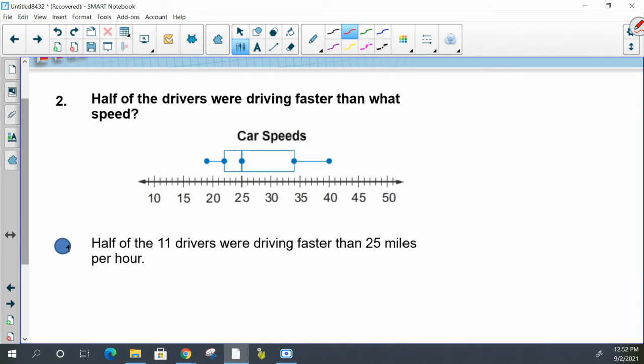So this question asks, half of the drivers were driving faster than what speed? So we split our data into 2 pieces. That middle piece is called the median, which means half of it is slower and half of it is faster. So half of the drivers were driving faster than our median. What was our median? 25. Right there. The other half were driving slower than 25, because that's our median number. You can see it, whatever line is in the box, that's your median.